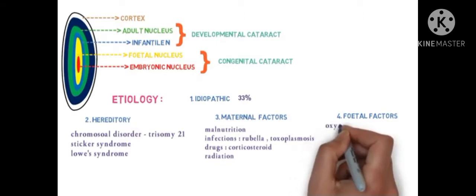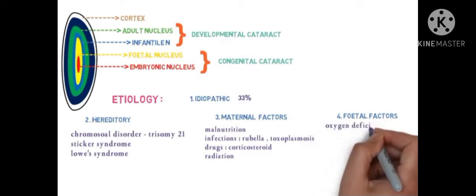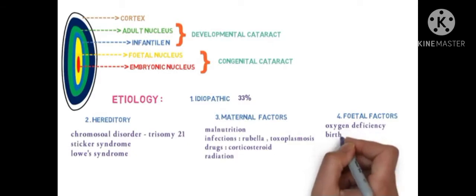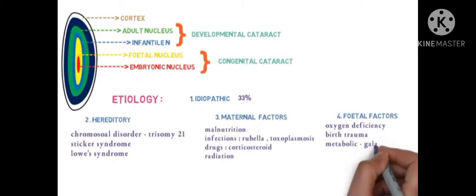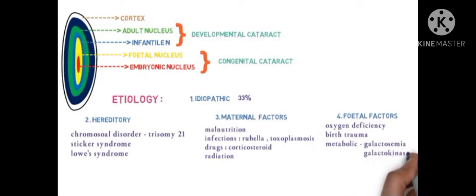Moving towards the fetal factors: oxygen deficiency, that is anoxia, birth trauma, or metabolic disorders like galactosemia or galactokinase deficiency, or it can be due to neonatal hypoglycemia. Malnutrition in early infancy may also cause developmental cataract, associated with other congenital disorders that we discussed earlier, that is trisomy 21, Stickler syndrome, Lowe syndrome or Down syndrome.